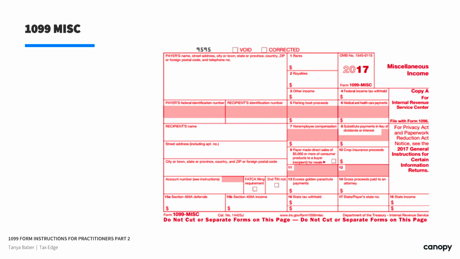Box 8 is substitute payments in lieu of dividends or interest. This is payments of at least $10 received by a broker for a customer in lieu of dividends or tax-exempt interest as a result of a loan on customer securities.